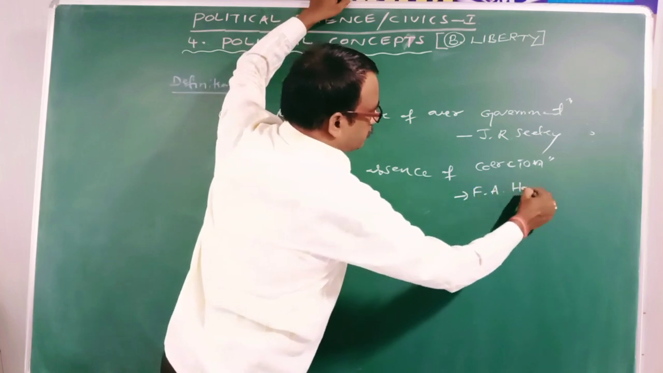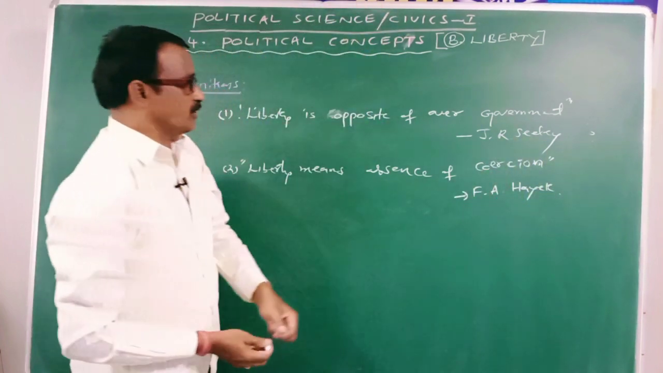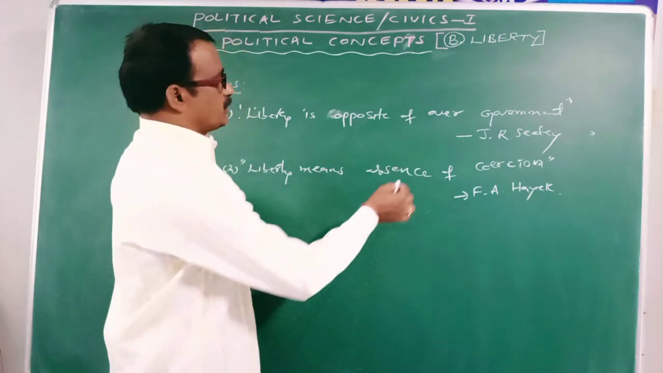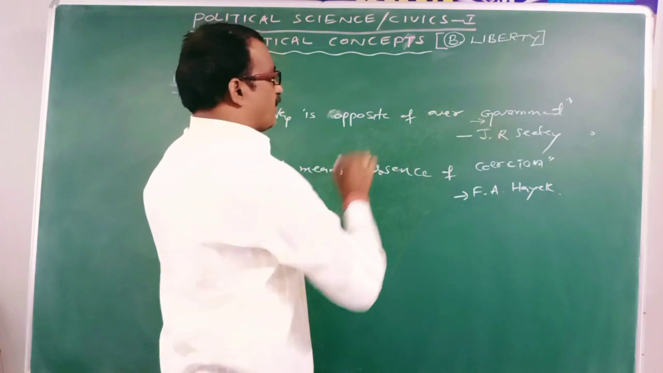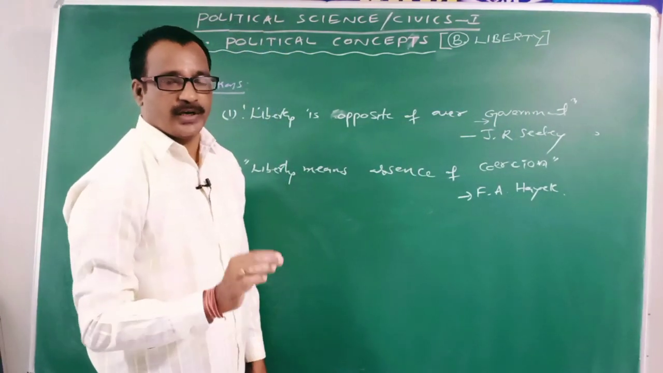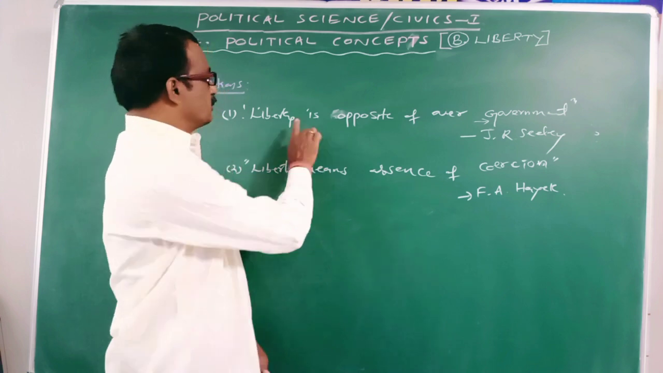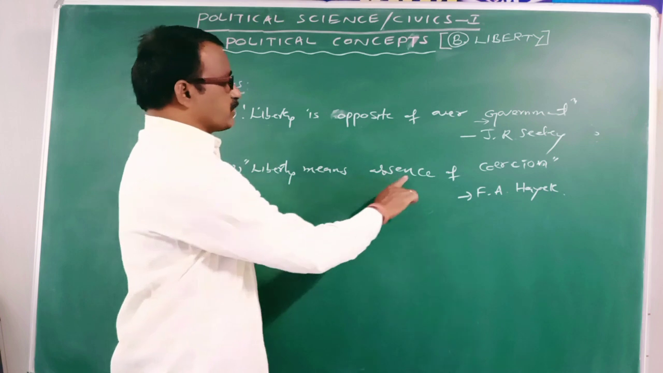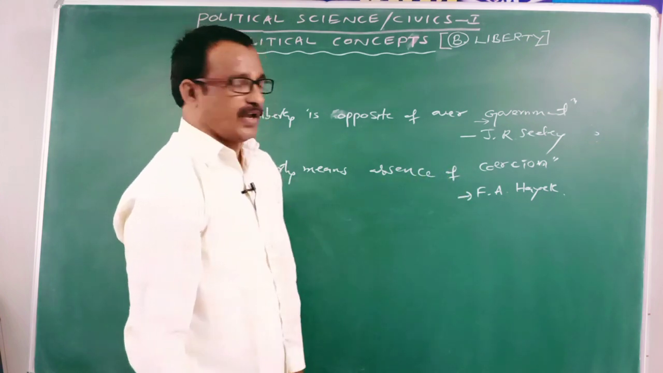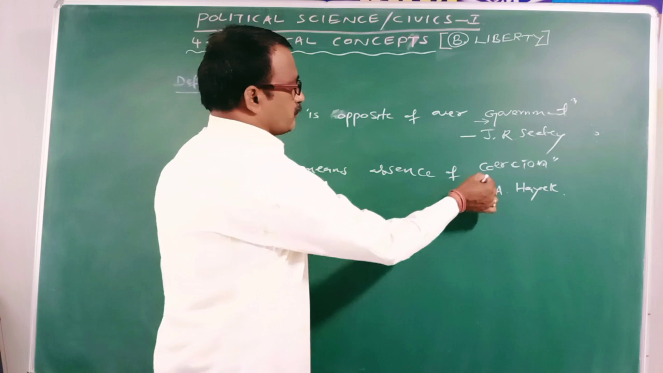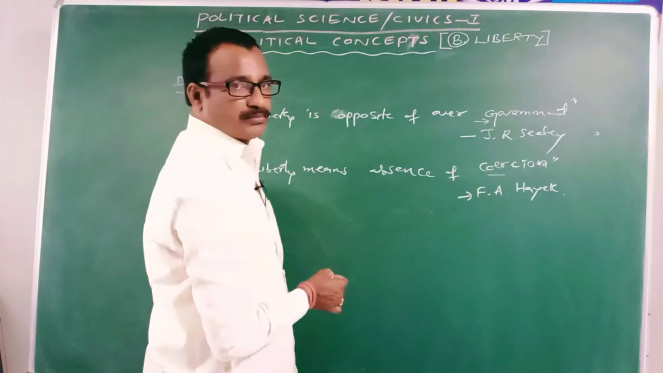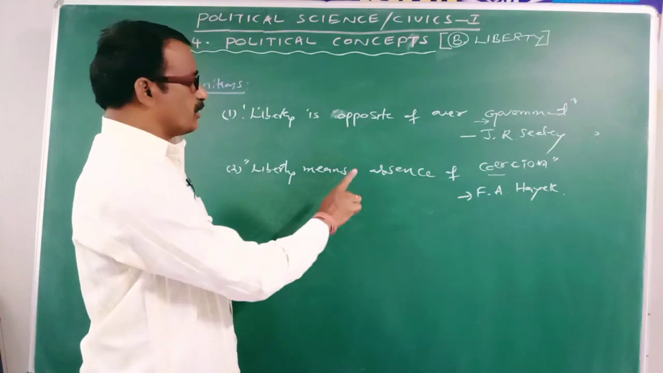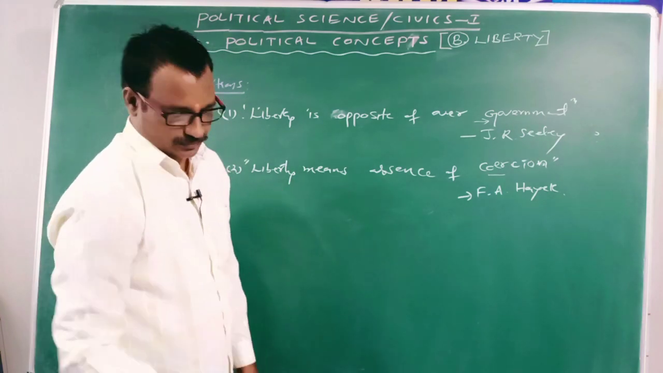You see here, liberty is opposite of government. It means if the government interferes in the life of the individuals, the individual cannot enjoy liberty. Hence, it is opposite of government. Then, liberty means absence of coercion, according to F.A. Hayek. According to him, coercion means compulsion. Under compulsion, we cannot enjoy liberty. Hence, liberty means absence of coercion.